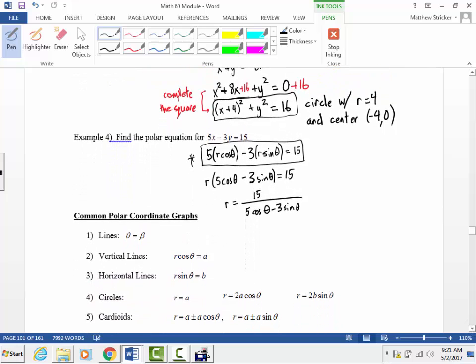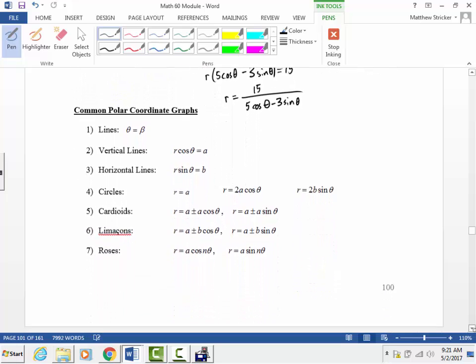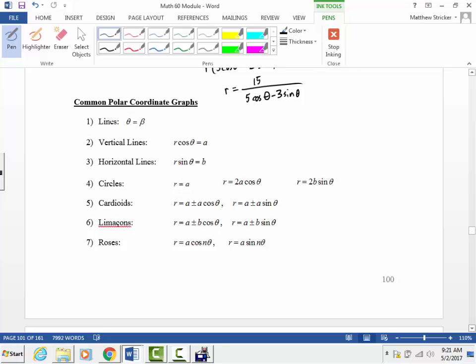Okay, does anybody have any questions? Okay. Now what we have right underneath here is a bunch of common different types of graphs that you're going to see with polar.